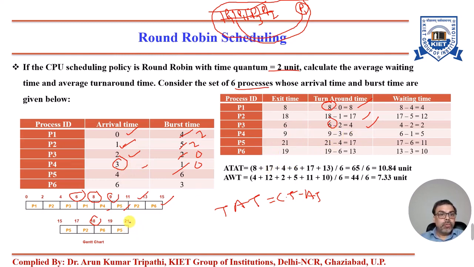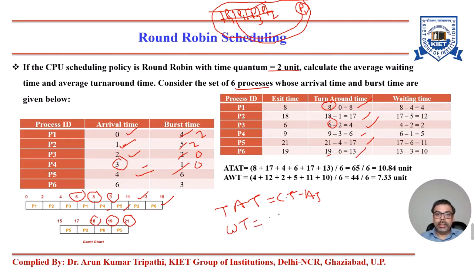For process P5, P5 completes its execution at 21 and arrives at 4. So 21 minus 4 is equal to 17. And process P6 completes its execution at 19 units of time and it arrives at 6. So it is 13.